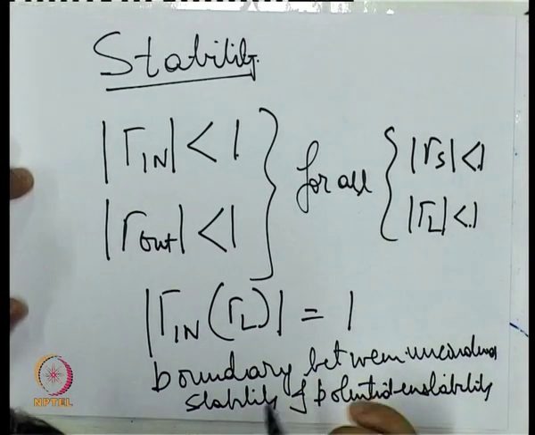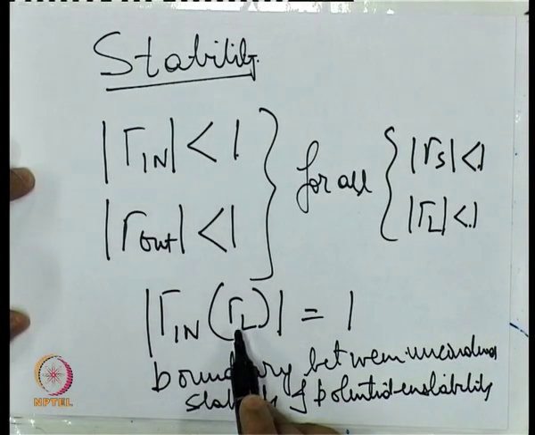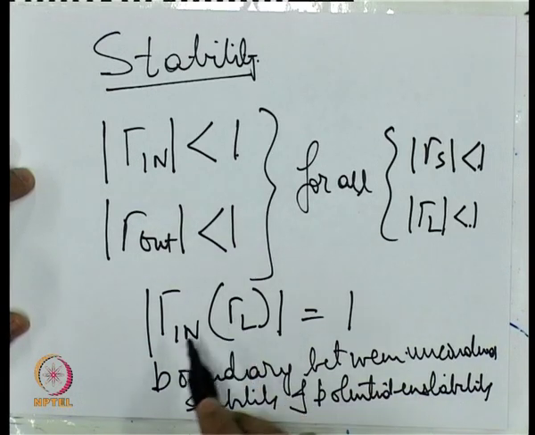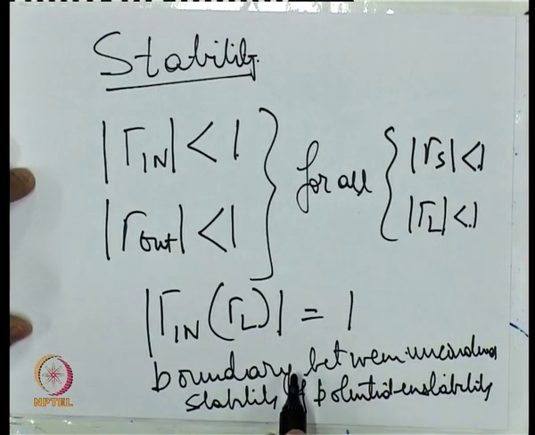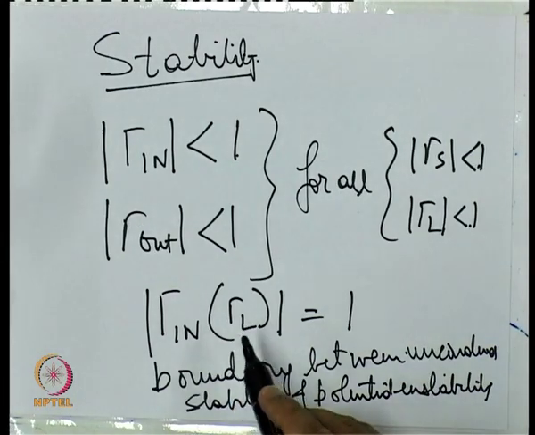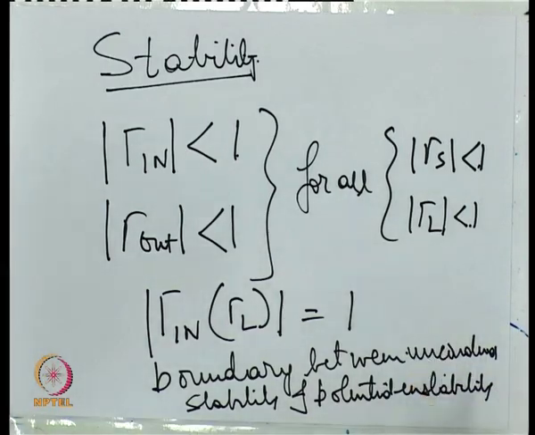What does that mean actually? It means that those values of gamma l for which gamma in modulus becomes equal to 1 form that boundary. So if we can find the locus of those points, the locus of gamma l for which modulus gamma in is equal to 1, then we find out that boundary. Let us see how to derive the equation for that locus.